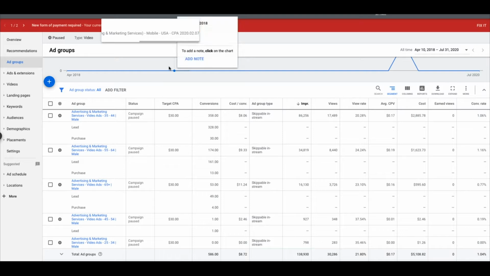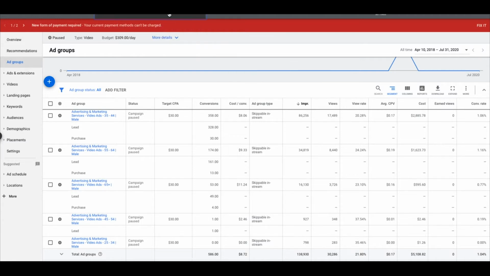So the structure here is that the campaign is targeting one audience. It's a stock audience from Google. It is in market for advertising and marketing services. So this is one of those audiences that you will find in Google. The way that we set this up is actually broken down. The ad groups are broken down by age groups.